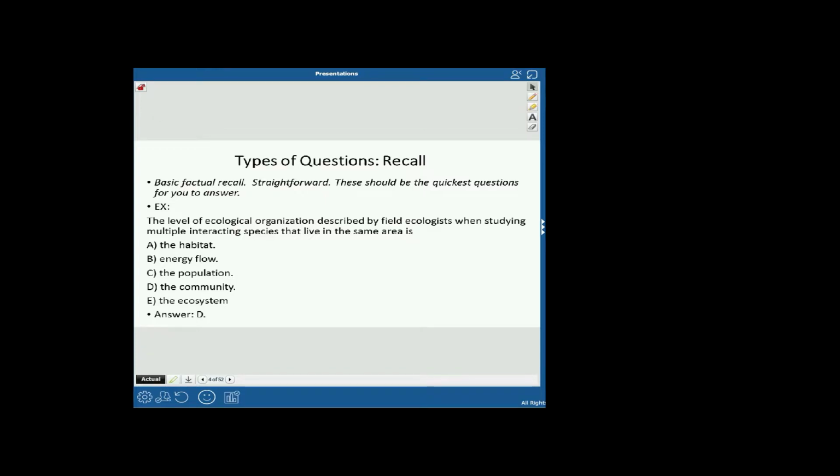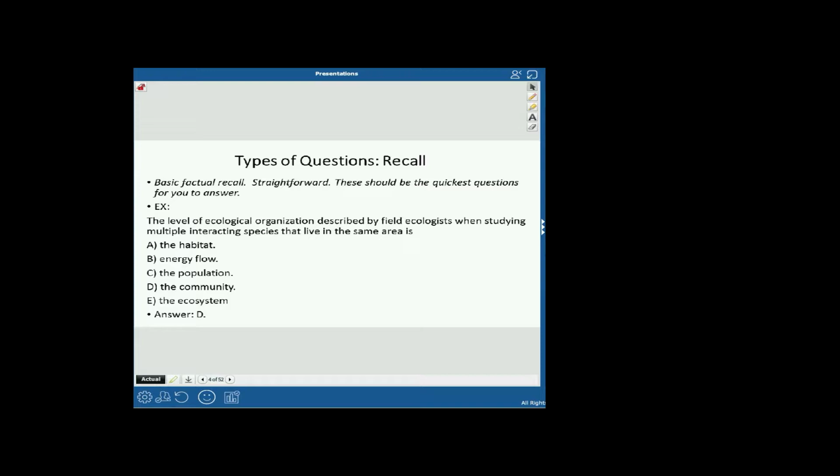Now, these are the types of multiple choice questions. There's something called a recall. These are straightforward, and they are the easiest questions to answer. Okay, this is an example of a recall one. The level of ecological organization described by field ecologists from studying multiple interacting species that live in the same area is, and it's D, community.